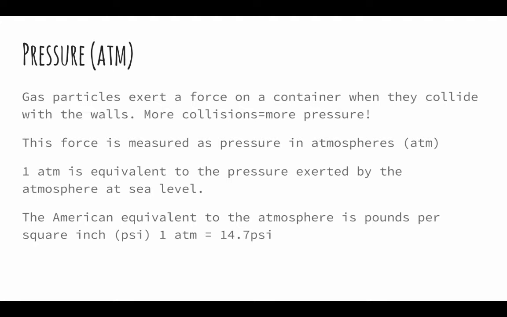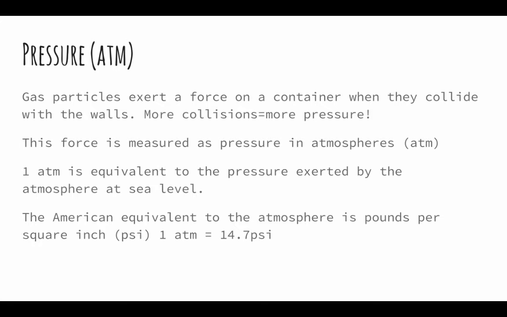There are quite a few different ways to measure pressure. I'm going to try to stick to atmospheres. And what 1 atmosphere equals is the pressure exerted by the entire atmosphere at sea level. The atmosphere is composed of nitrogen, oxygen, carbon dioxide, a bunch of water vapor, different gases. All of those gases exert pressure. So we're saying at sea level it's 1 ATM, and that changes with altitude. The American equivalent, just to give you context, to the atmosphere is pounds per square inch.